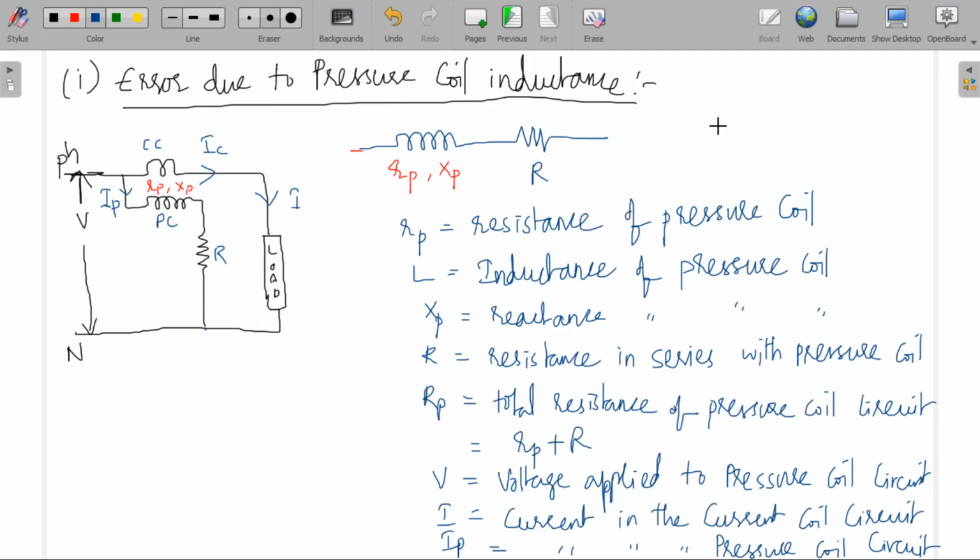Now, what will be the impedance of this pressure coil circuit? The impedance will be ZP. ZP is equal to the magnitude, under root of (Rp plus R) whole square plus Xp square, where Xp is omega L.